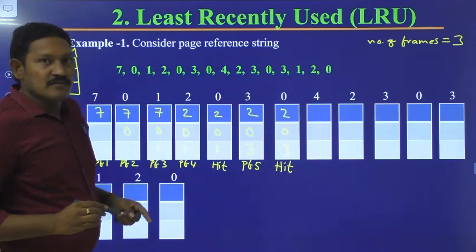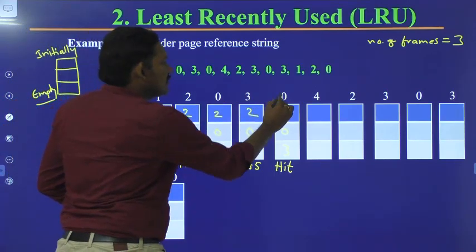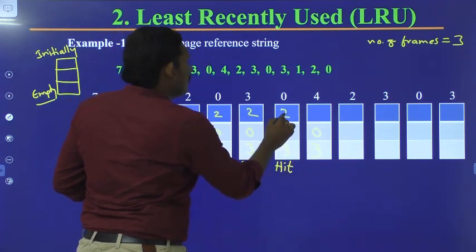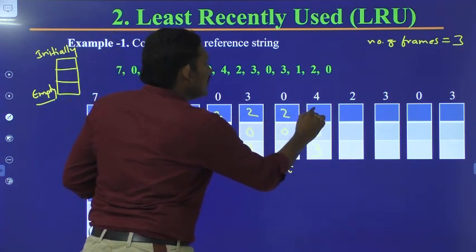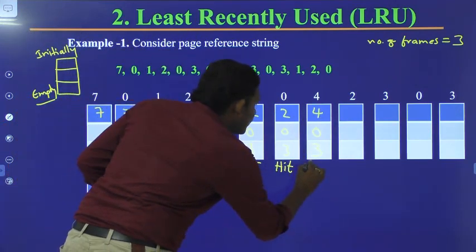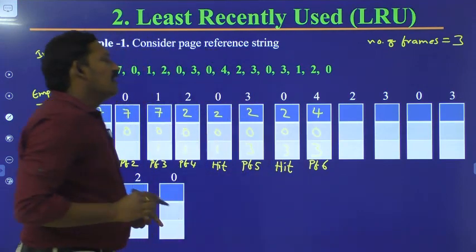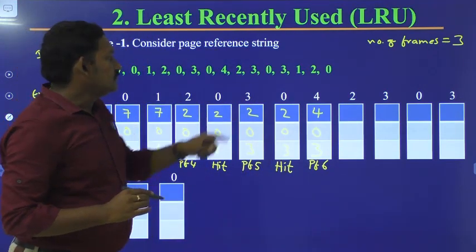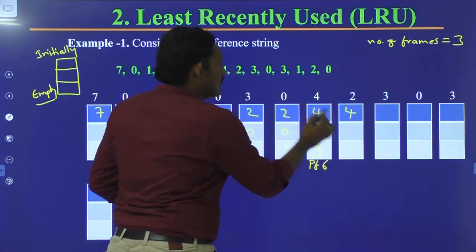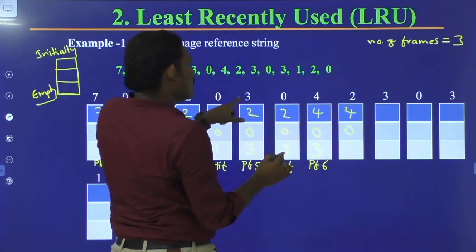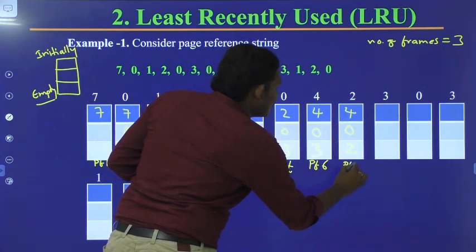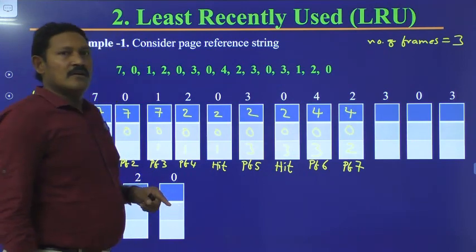Next we have to insert 4. Recently used is 0, 0 should be there. Before that we have 3, 3 should be there. So 2 is the least recently used. We have to replace that with 4. So this is page fault 6. Next we have 2, 2 should be inserted. Recently used is 4. Before that we have 0. So least recently used is 3. So in place of 3 we have to place 2. So page fault 7.